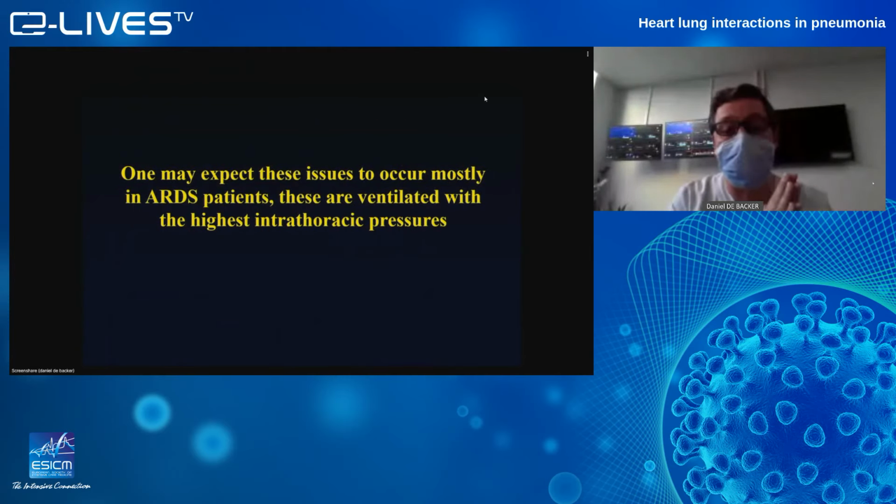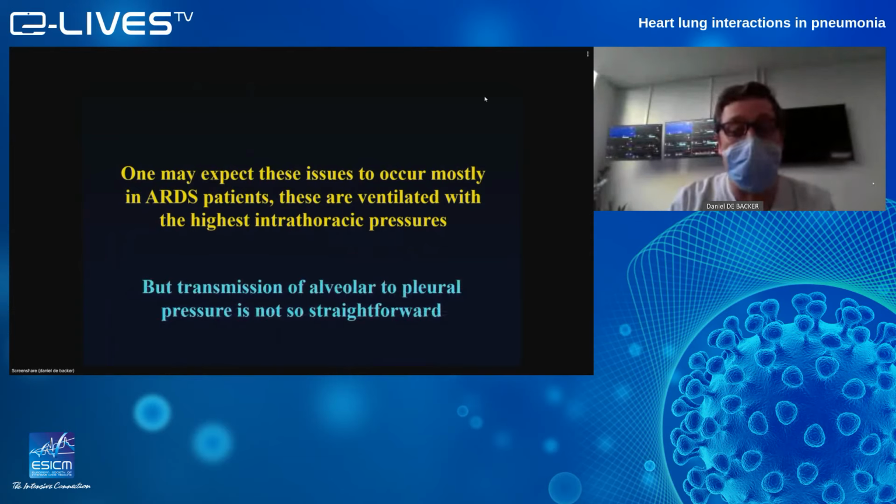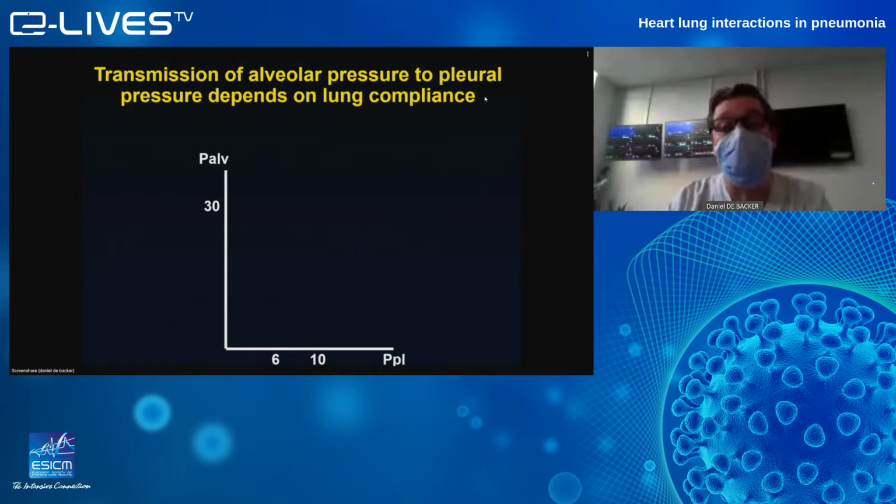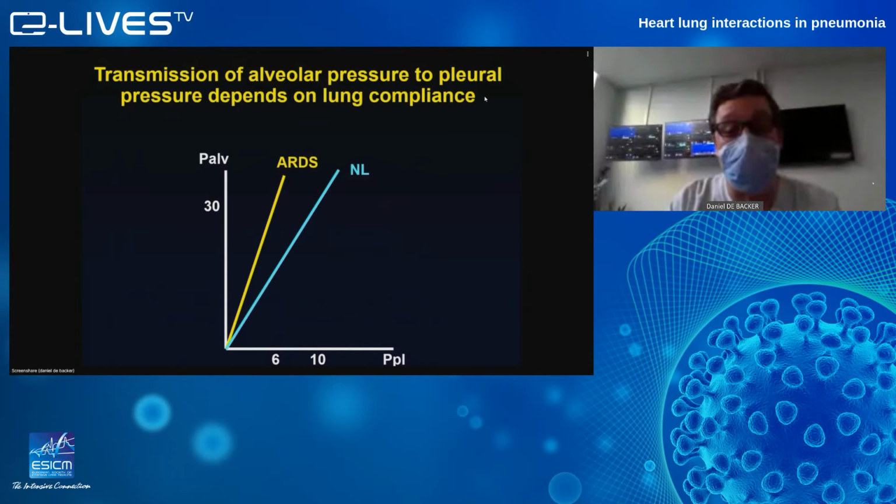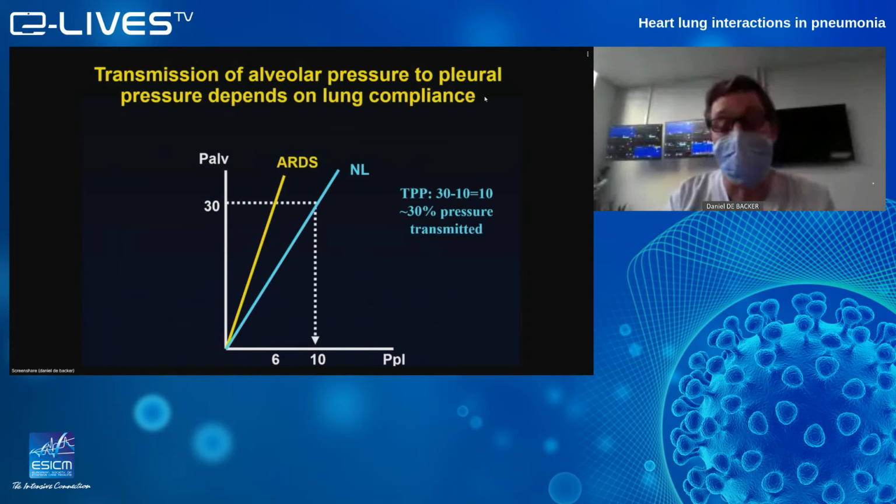One may expect these issues to be really occurring mostly in patients with RDS because these are ventilated with the highest intrathoracic pressures. Nevertheless, one of the factors that may play a role in these conditions is the fact that the transmission of alveolar to pleural pressure is not really straightforward. Indeed, the transmission depends on the lung compliance. And basically, compared to normal, the compliance is, of course, altered in patients with RDS. And hence, for a given alveolar pressure, the amount transmitted to the pleural pressure will be somewhat lower in RDS compared to normal conditions.